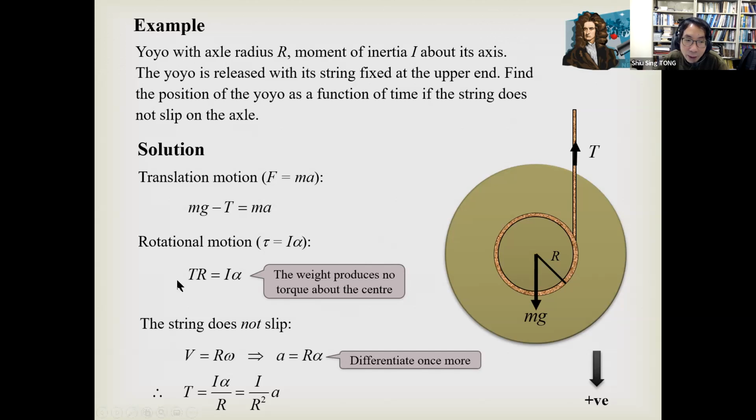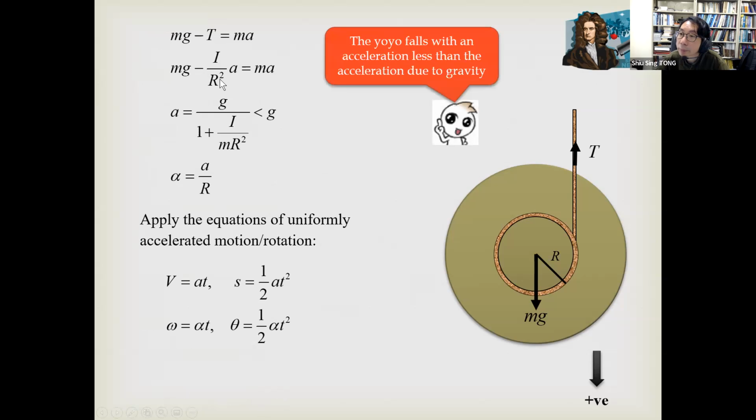Now, let's take a look at the second equation. The tension force is equal to I alpha divided by R. But now the alpha can be written in terms of a over capital R, so it becomes I a over capital R squared. We just eliminate the alpha; we just write the alpha in terms of a. Now we substitute this expression back into the first equation. We replace the T by I a over R squared, and so we have this.